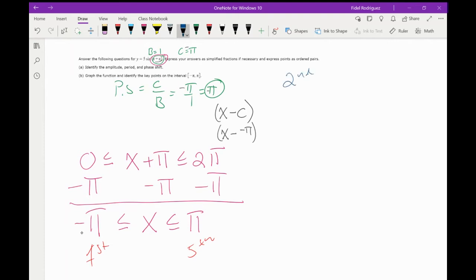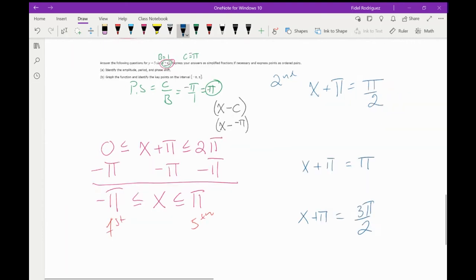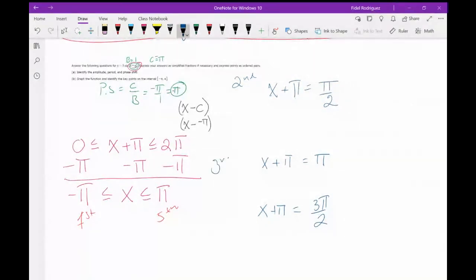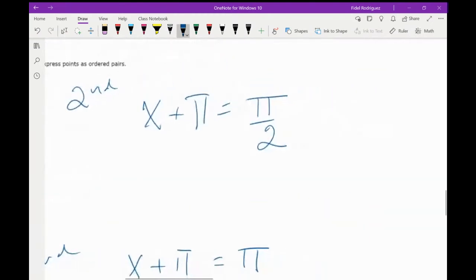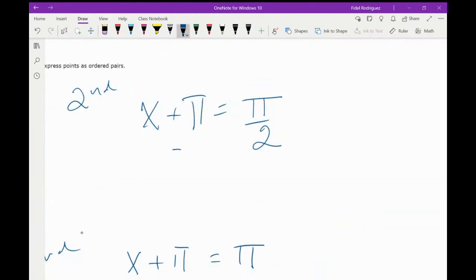So the way we're going to find the second, we're going to say x plus pi is equal to pi over 2. X plus pi is equal to pi. And x plus pi equals, anybody know? 3 pi over 2. Perfect. So here's my third and our fourth. Okay, so let's do the second. Everybody agree we're going to go minus pi? Minus pi?